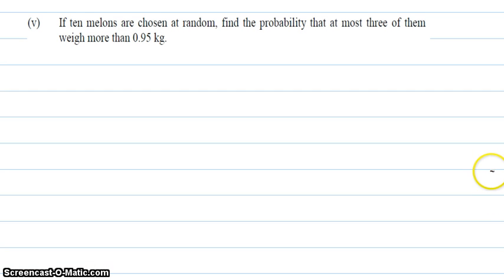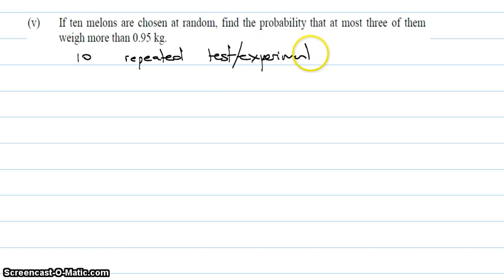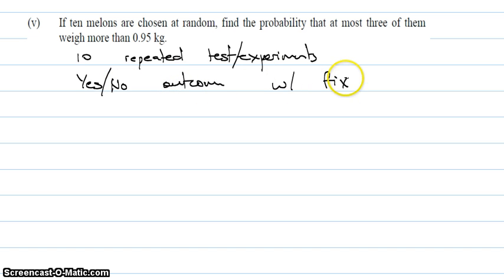If 10 melons are chosen at random, find the probability that at most 3 of them weigh more than 0.95 kg. So this question's changed a lot now. We're not looking at 1 or 2, we're looking at 10. But if you look at it, we've got 10 repeated experiments, so 10 melons, so 10 repeated tests. And we've got a yes or no outcome with fixed probability. Do you guys remember what this is? This means these are the conditions for a binomial distribution.